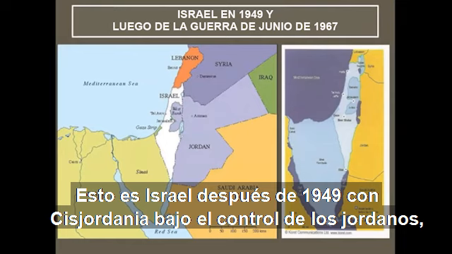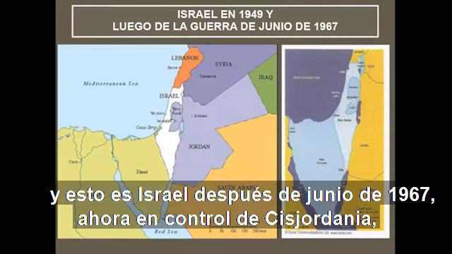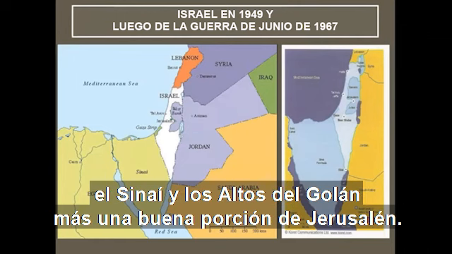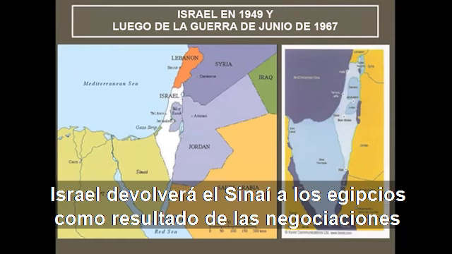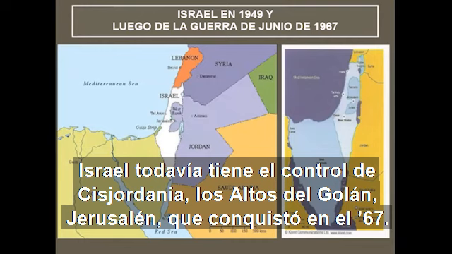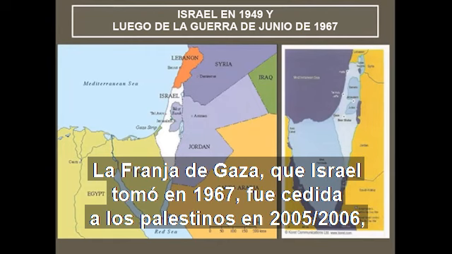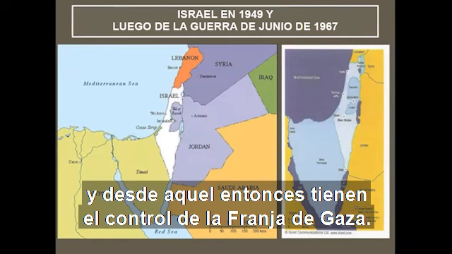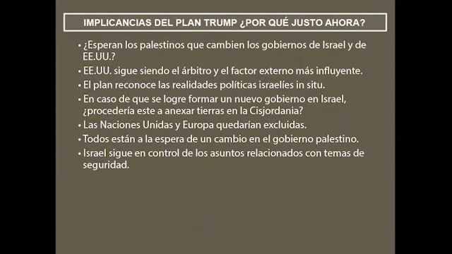This is Israel after 1967, with the West Bank under control of the Jordanians, the 5,860. And this is Israel after June of 1967, now in control of the West Bank and Sinai and the Golan Heights and a good portion of Jerusalem. Israel will return Sinai to the Egyptians as a result of the negotiations that went on between 1973 and 1979. Israel is still in control of the West Bank, the Golan Heights, and Jerusalem, which it conquered in '67. The Gaza Strip, which Israel took in 1967, it returned in 2005, 2006 to the Palestinians, and they are now in control of the Gaza Strip.